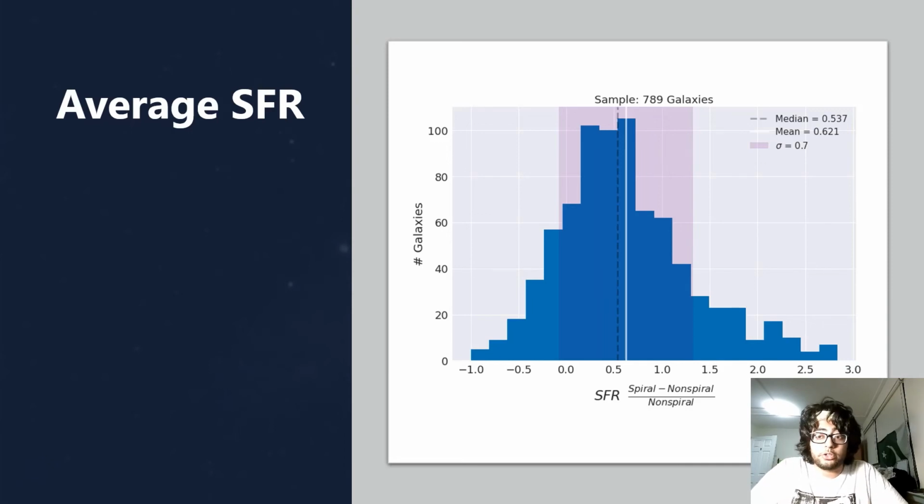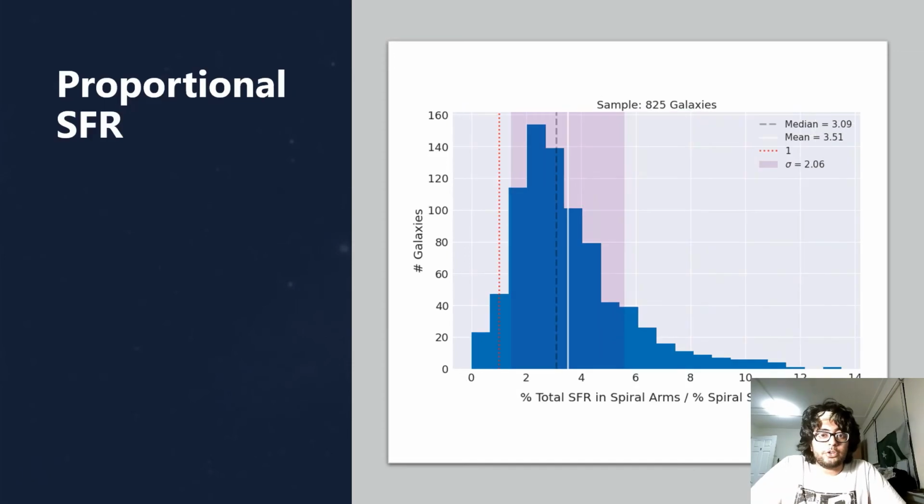non-spiral regions. To get a better idea of the proportions in our sample, we also plot a histogram of the total percentage of star formation occurring inside spiral arms divided by the percentage of spiral identified spaxels in our galaxies. And when we plot this histogram, we find that on average there's about 3 times more proportion of star formation occurring in spiral arms than percentage of spiral spaxels.